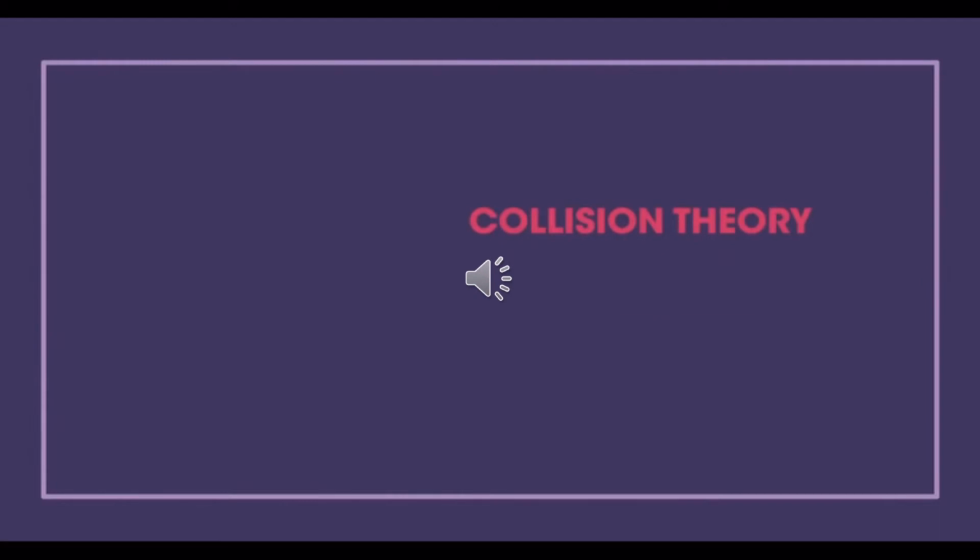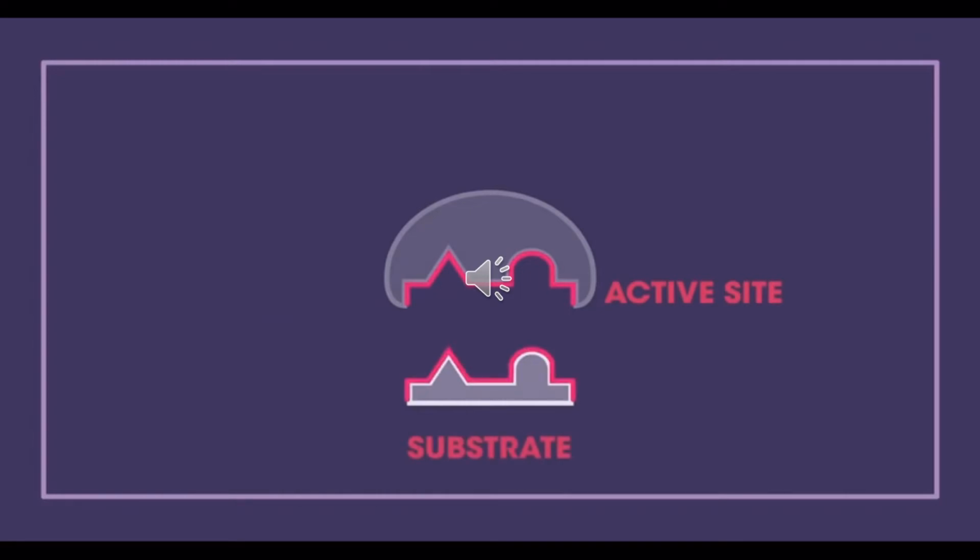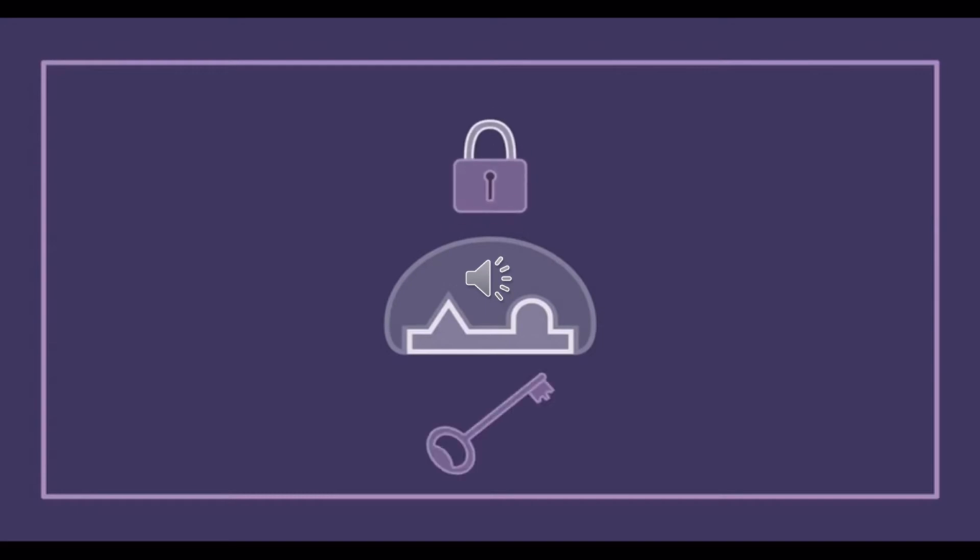In this theory, the enzyme and substrate must collide with sufficient energy and in a certain orientation for a reaction to occur. The active site of an enzyme must fit into the substrate just like a lock and key. Once they fit together, the reaction takes place. Now the product is produced and the enzyme then releases itself. In this example, the enzyme is breaking down the substrate into two products.